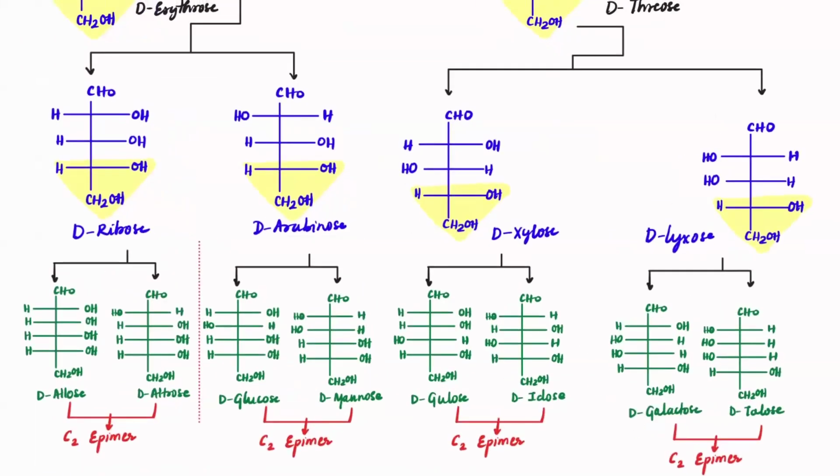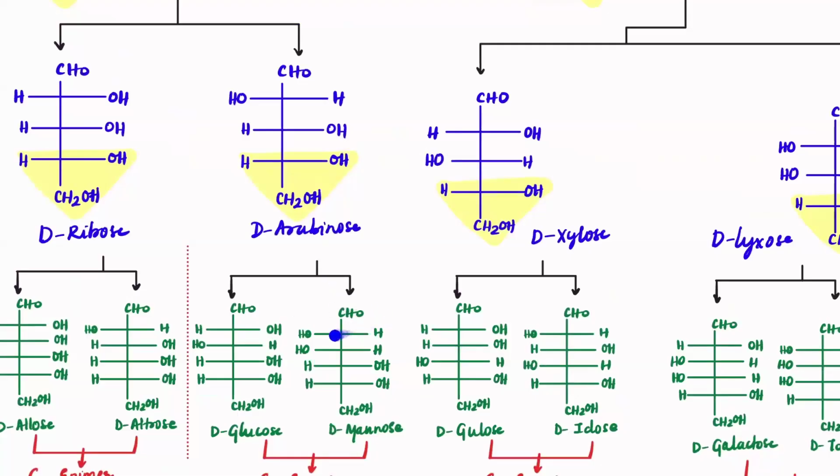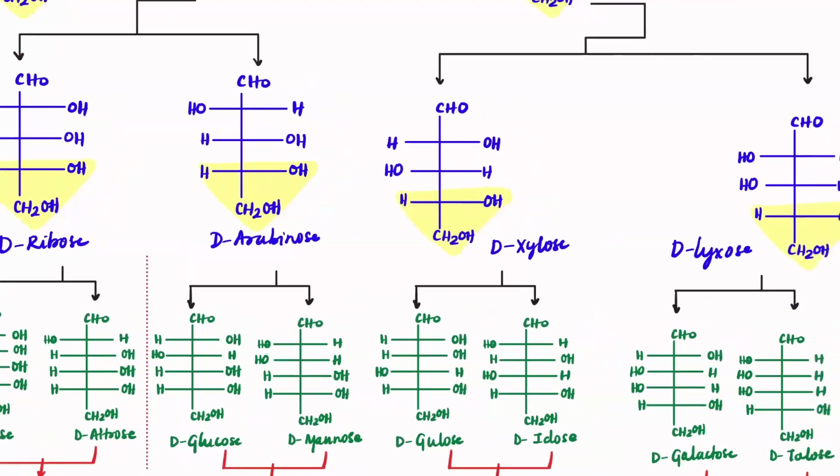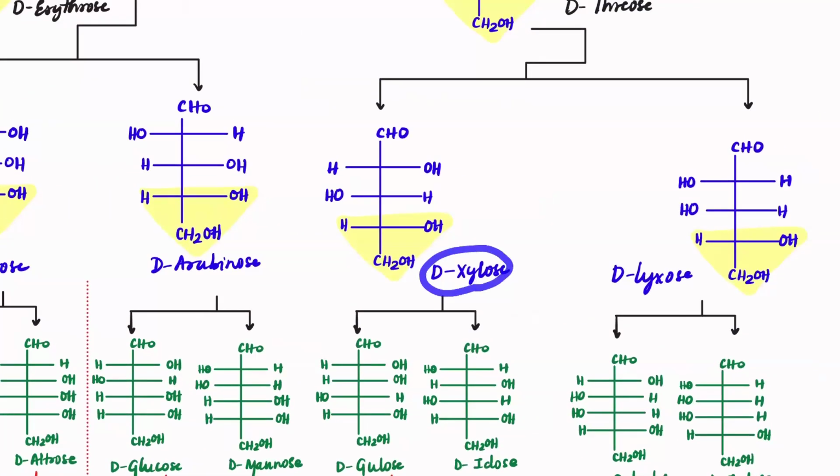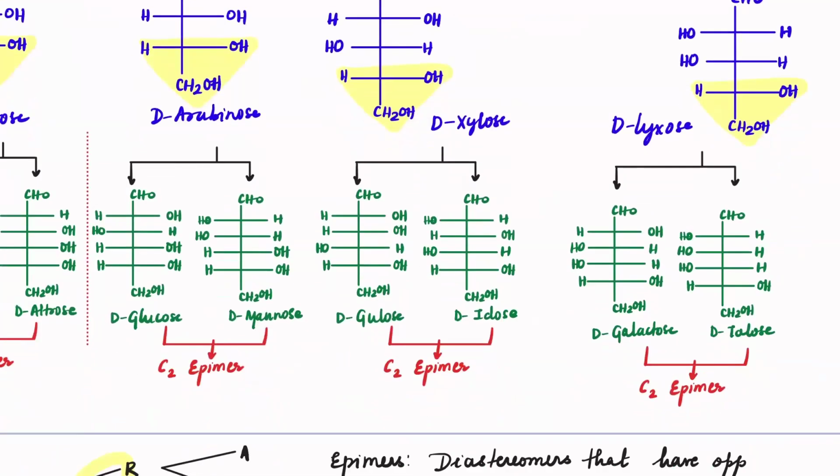Likewise, for arabinose, if I put the OH on the left hand side, that would become D-mannose. Similarly, for xylose, if I put everything on the right hand side, it is gulose, left hand side it is idose. For lyxose, if I put it on the right hand side, it will be galactose, left hand side it will be talose.